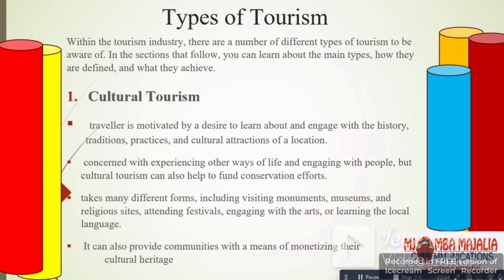Types of tourism. The first one, cultural tourism, motivated by a desire to learn about and engage with the history, tradition, practices, and cultural attractions of a location. So they come in, they get to the village, they can stay with the people, eat with them, go fetch water, do what the people do, the everyday life, and they join. This is really gaining a lot of traction. People are moving away from the convention where you come lie on the beach like a lizard, get the sun, get the sand, swim, and maybe commit some sin at night. Now they are wanting to really engage with the people.